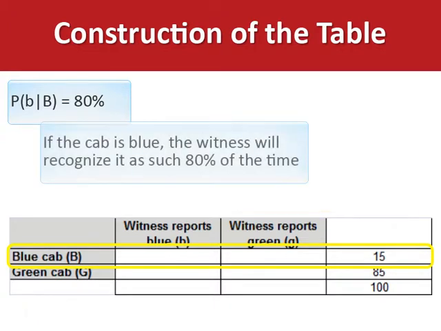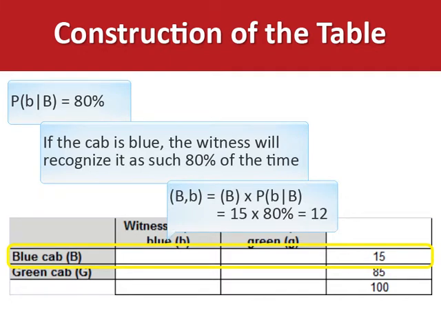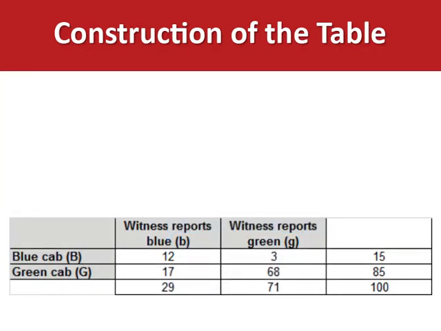Now the evidence tells us that 80% of the time the witness will report this blue cab as being blue, so we can simply calculate 80% times that 15, which gives us 12. We can then go through the rest of the table using similar arithmetic to fill in the numbers at each cell. Then we focus our attention this time on the column in which the witness reported blue.